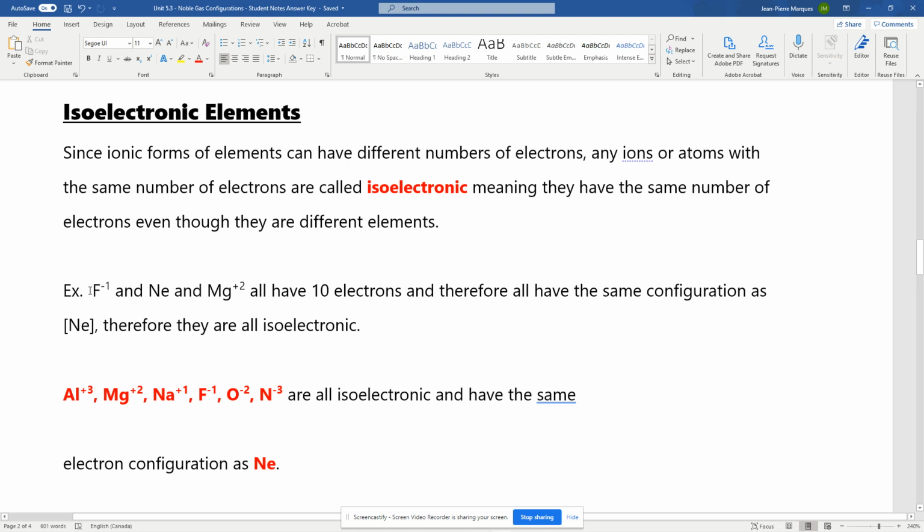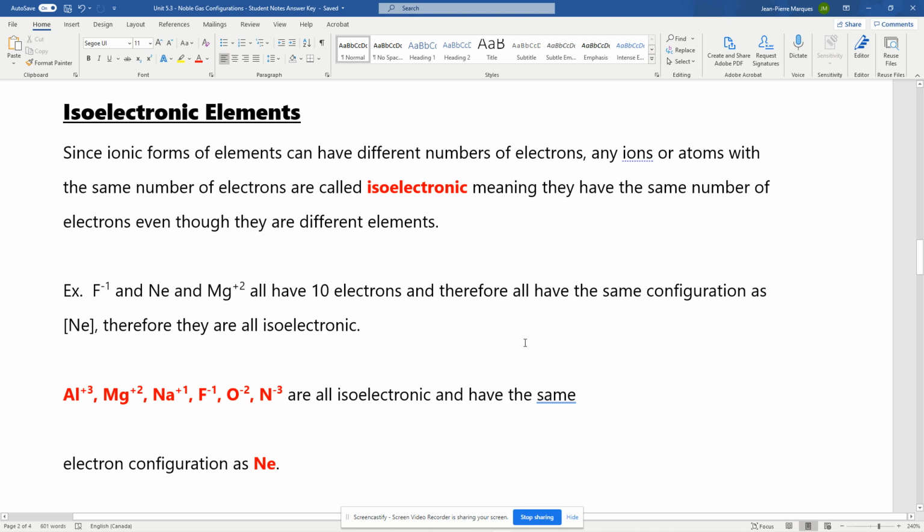So whether it's an atom or an ion is irrelevant. What's important is the electrons. Are they different? Are they the same? And how does this affect the electron configuration? For example, aluminum +3, magnesium +2, sodium +1, F-1, O-2, N-3 are all isoelectronic. Every single one of these has exactly 10 electrons. Therefore, they would all have the exact same electron configuration as neon. Are their nuclei the same? No. Different numbers of protons, hence why they're different elements, but their electrons and energy levels are the same.